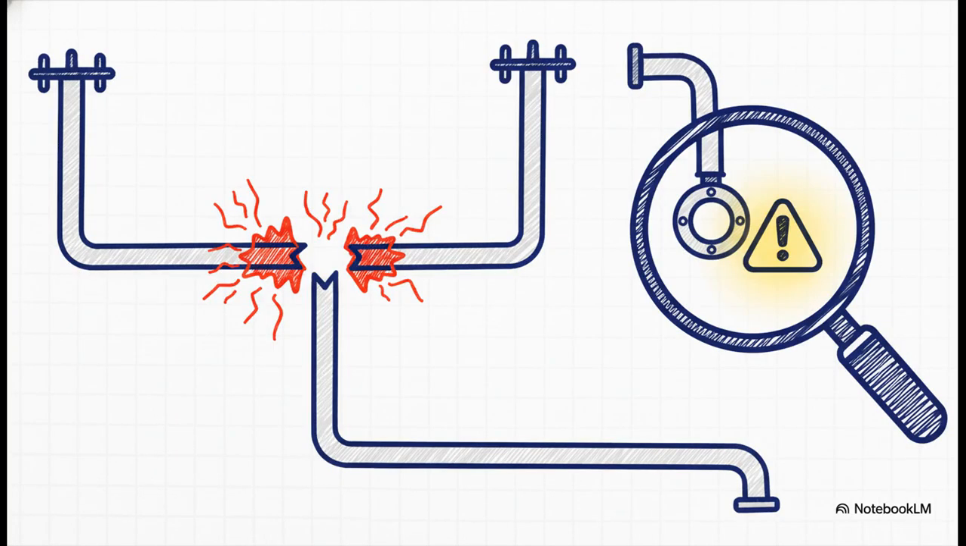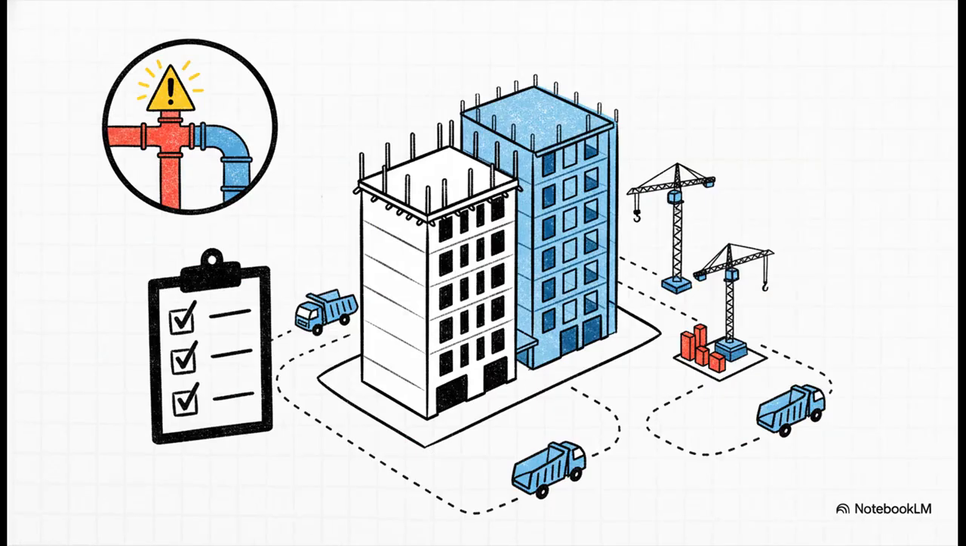And for utilities, a living twin can model an entire water or electrical grid. This is a game changer for managing outages in real time, but even more importantly, for predicting where equipment might fail before it actually breaks. And of course, in construction, when you integrate your design models with the real-world context of the site, you get much better logistics, you can monitor progress against the plan, and you can spot potential conflicts between systems way earlier.